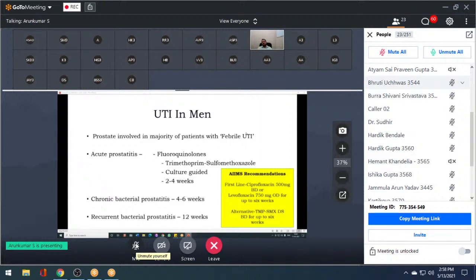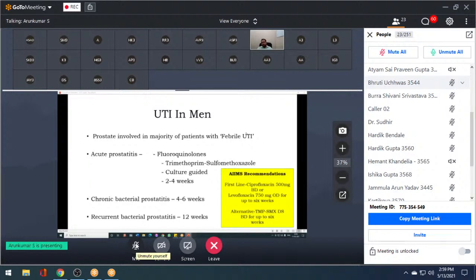The AIIMS guidelines recommend that we use the quinolones, ciprofloxacin or levofloxacin. It has to be used for a period of, depending upon the involvement, up to 6 weeks also. This is because frequently in male UTIs, prostate involvement is common. Prostatitis. And whenever there is prostatitis, the duration of therapy should be at least 2 to 4 weeks. This is the minimum. And if the patient has recurrent prostatitis or chronic prostatitis, the therapy has to extend even for 6 to 12 weeks.